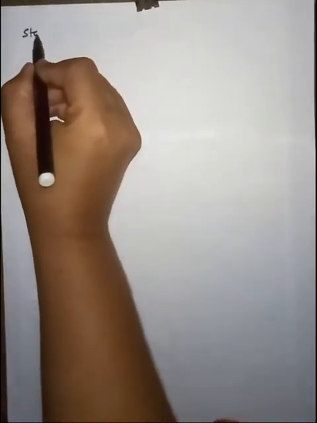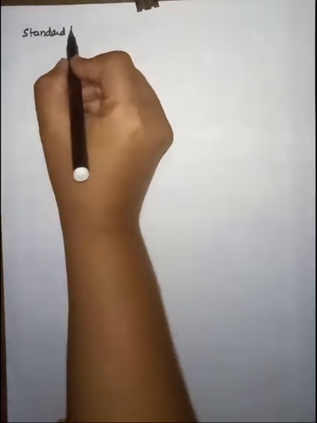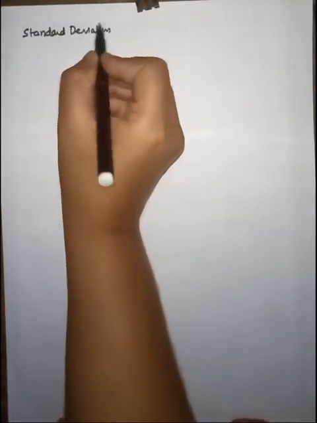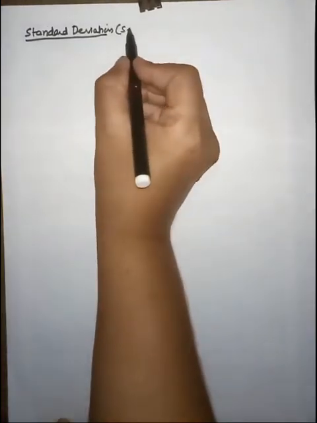Friends, in the previous lecture we discussed the mean deviation and the method from mean and median. In this lecture we will learn standard deviation, shortly written as SD. Friends, standard deviation is also one of the most important methods for measuring dispersion, and it is also called the root mean square deviation.